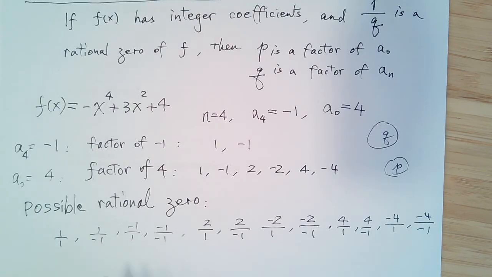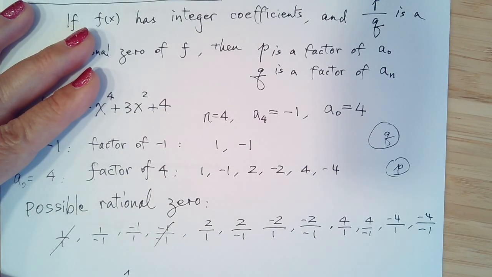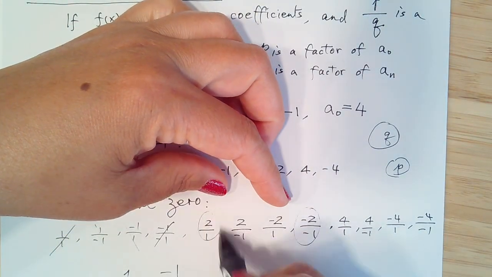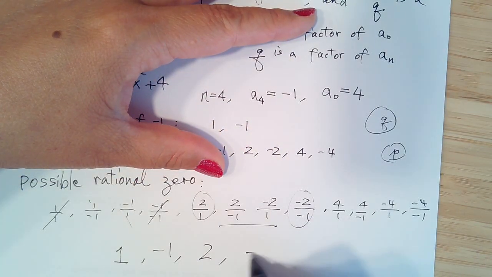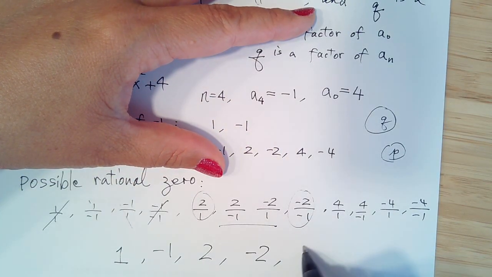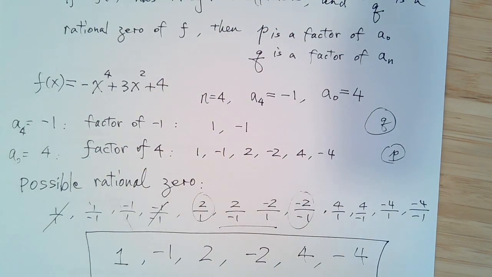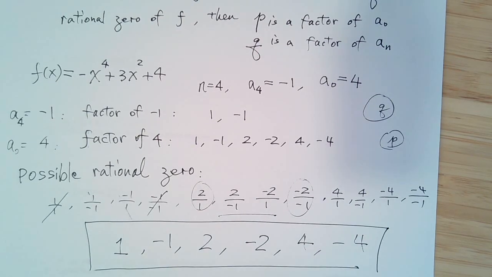However, there's so many repeats, so I would say I put this just 1, and I put that as -1. These two are the same, they're just 2, and of course this 2 is just -2, and very similar, I have a 4 and a -4. So if I have possible rational zeros, it has to be from this set.